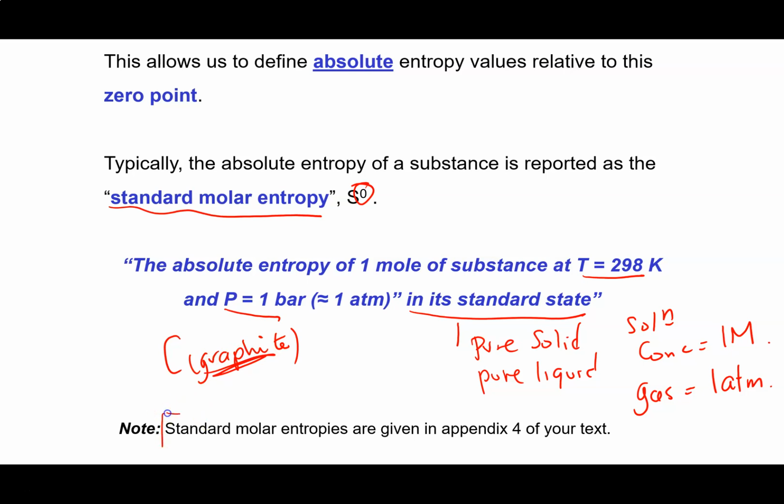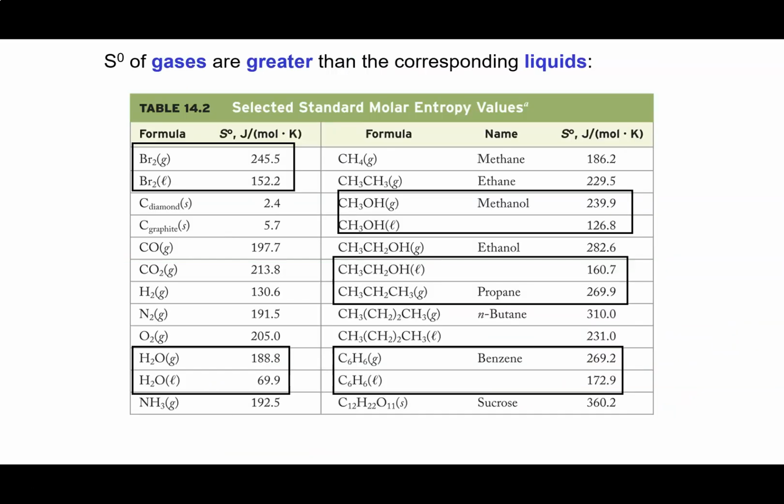So there's a whole bunch of these standard molar entropies listed in the appendix of your book. It's not appendix 4 anymore. I think it might be appendix G. So here are some standard molar entropies of a range of substances, and you notice some obvious trends. The standard molar entropies of gases are always greater than the standard molar entropies of the corresponding liquid. And often there's a very big difference.